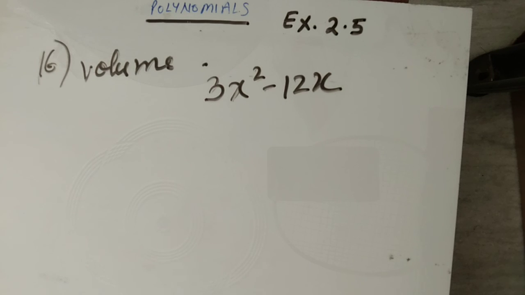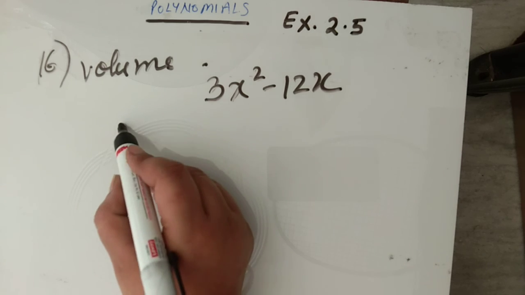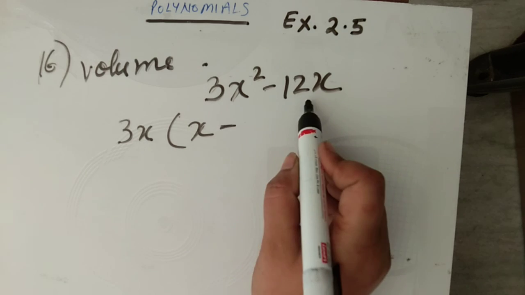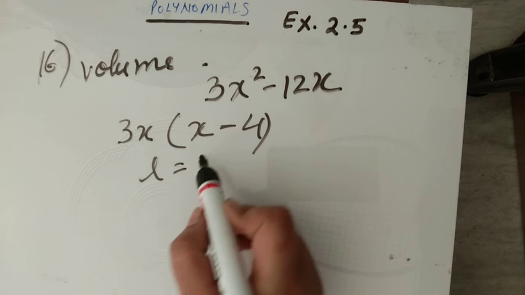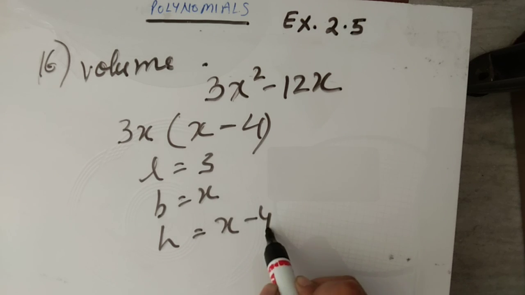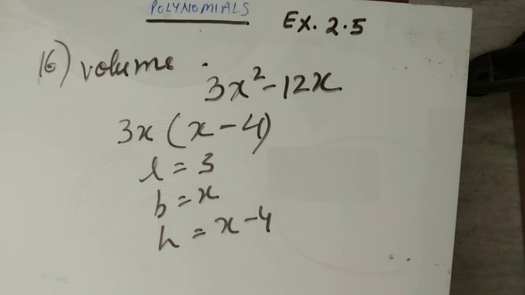So this is your question. Volume is given to you and you have to find out L, B and H. It is volume of cuboid. And LBH you have to find out. So do the factorization. First of all, find out what is common. 3x, it is common. What is the remaining? From here x, and from here 4. So what your factors are? 3, x and x minus 4. So you can say L is 3, B is x, and H is x minus 4. Okay. If it is in a further way, for example in the next question, in that case you have to take something as common, then you have to factorize. So it depends on the question. So this is all regarding our exercise, that is exercise 2.5.